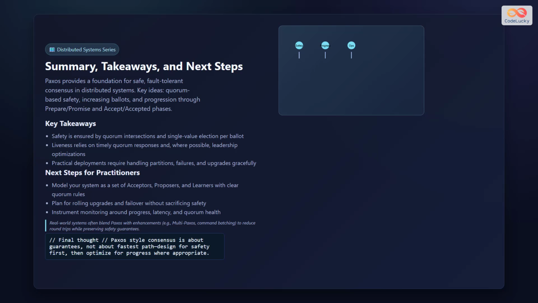For practitioners, the key takeaway is to model your system as proposers, acceptors, and learners with clear quorum rules. Plan for rolling upgrades and failover without sacrificing safety. Instrument monitoring around proposal progress, latency, and quorum health. Remember that real production systems often blend Paxos with optimizations like Multi-Paxos and command batching to reduce round trips while preserving safety guarantees.